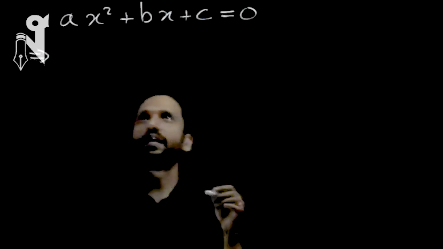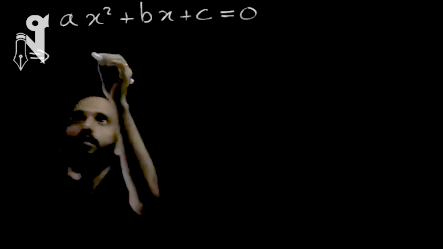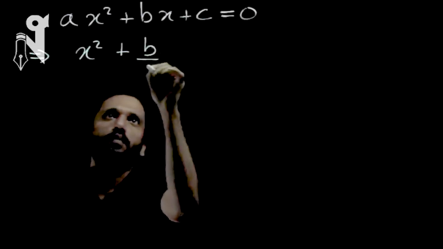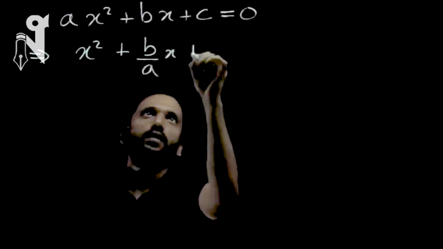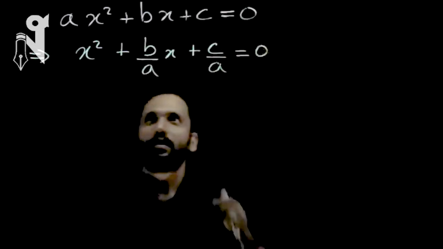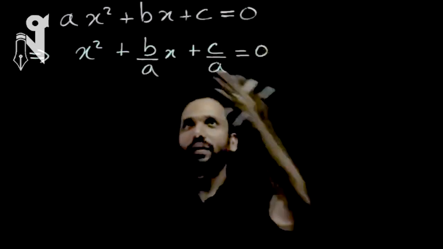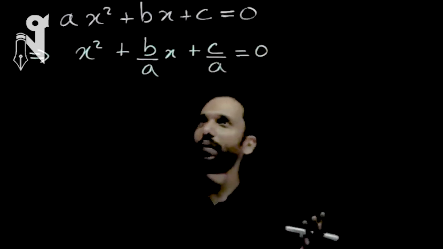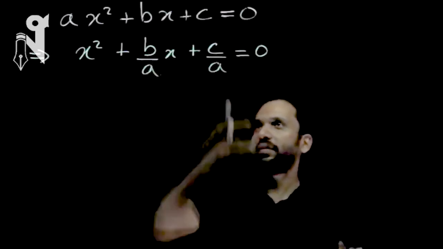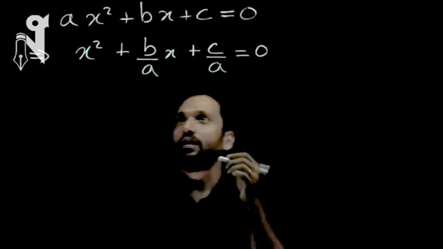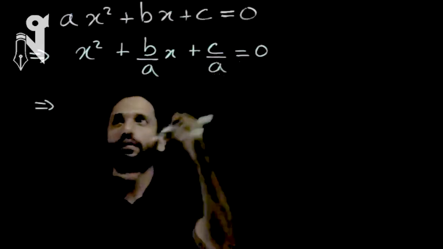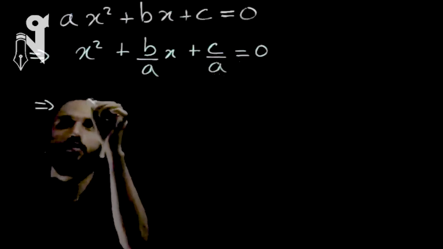So we'll divide with a all over, and what we get is x square plus b by a x plus c by a is equal to 0. Now in the actual case, a's and b's and c's would be numbers and we'll have numbers over here. But suppose we don't have numbers, let us be comfortable with these letters and do further. What is the next step? We know that we have to fit in the whole square formula.